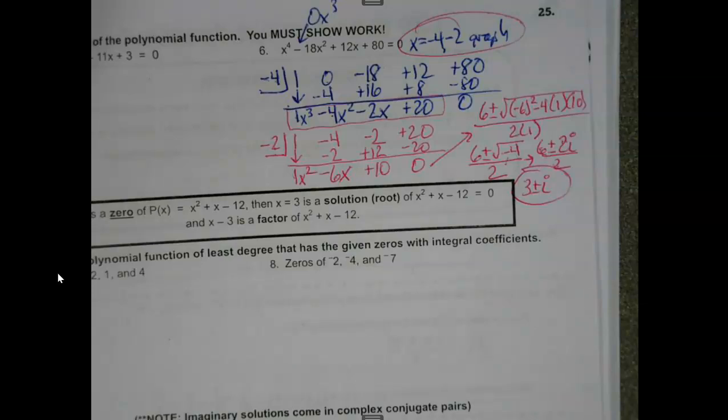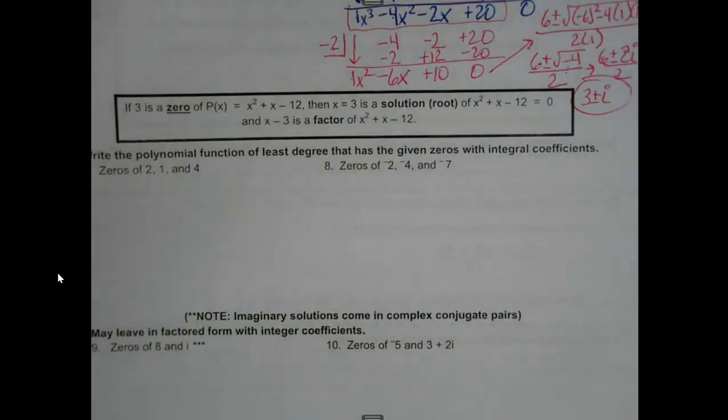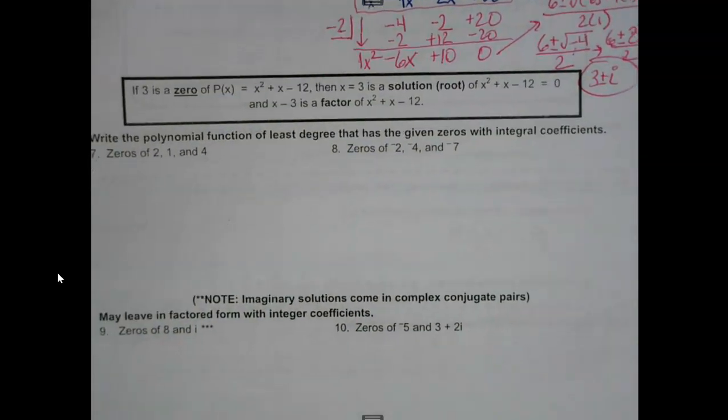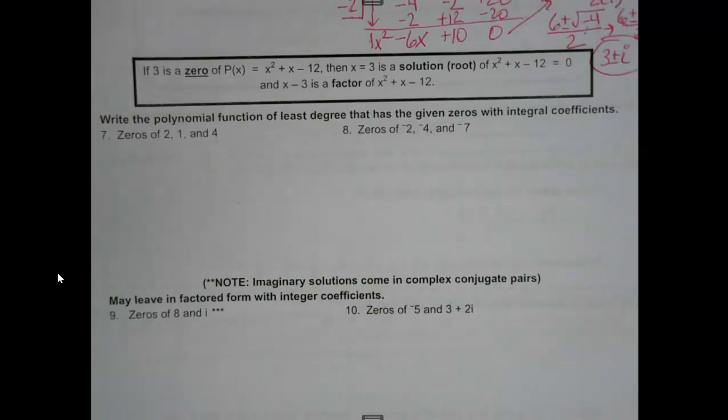Okay. The one last thing is, as we normally do in here with everything else, here we are finding the roots and stuff. Now you're going to be given the roots, you're going to be given the zeros. We got to turn it back into the polynomial. So we're going to go backwards. Now we're not going to like do synthetic division backwards. That'd be kind of weird and crazy. Not going to go there. But what we're going to do here is write a polynomial function of least degree that has the given zeros with integral coefficients. Okay, here's what that means in English.